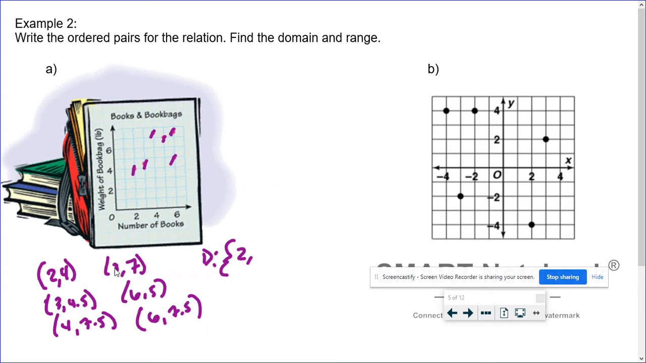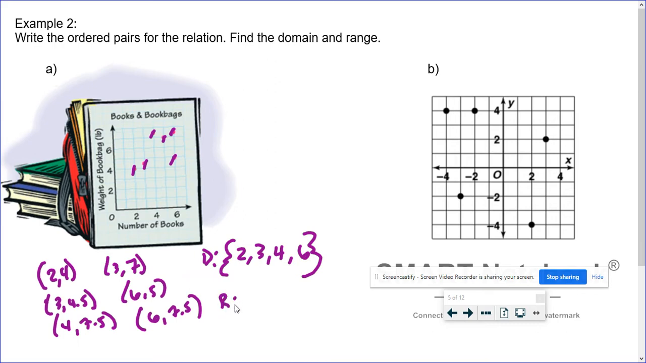3 looks like the next one. We have 2 different 3s. I'm only going to write it once. 4 looks like it would be the next one, and then 6, there's 2 of those. I'm going to write it once. And then that's your domain.